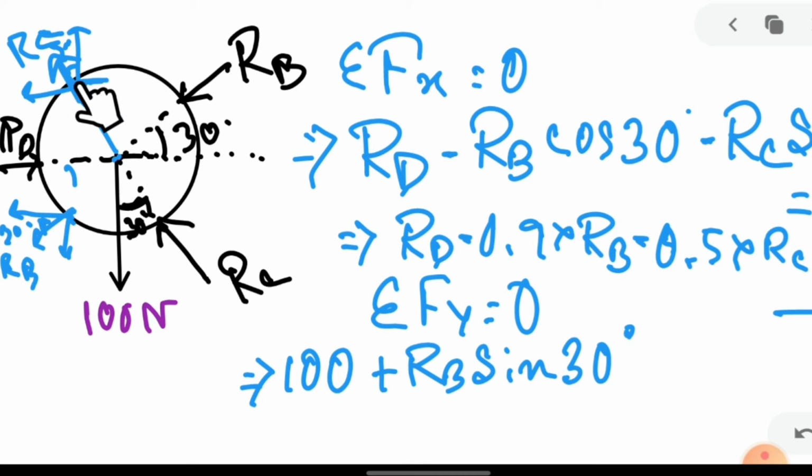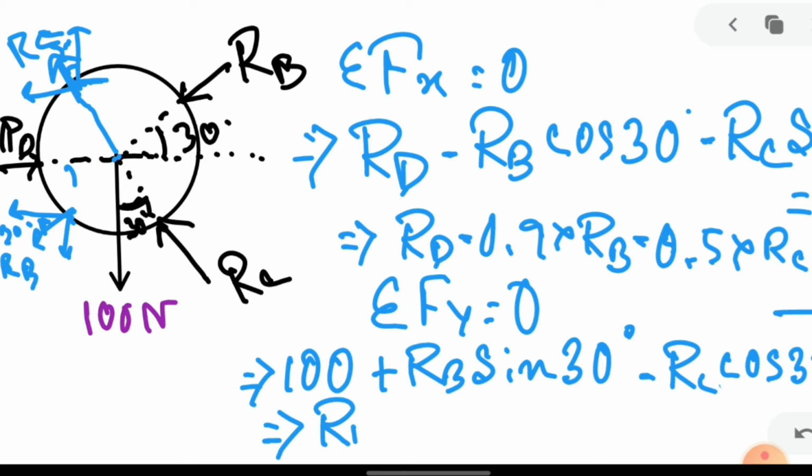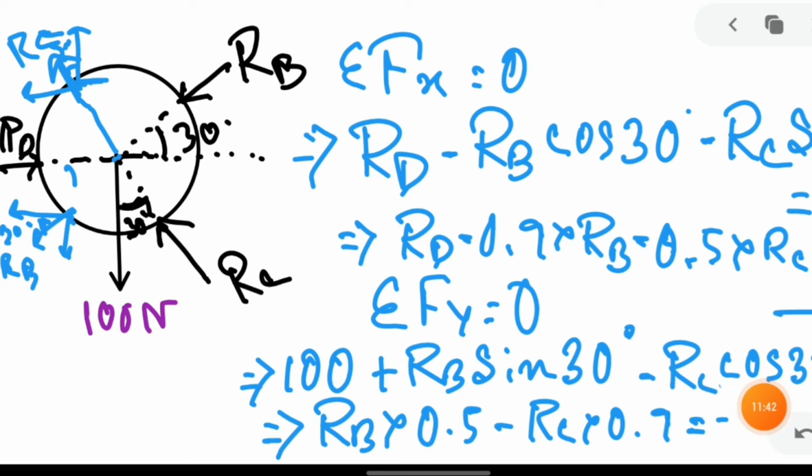It is in the 100 Newton direction, so it is plus RB sine 30 degree, and the other is in this direction RC, it is the cos component, because it is 30 degree, so RC cos 30 degree, and it is opposite to the 100 Newton and RB sine 30 degree, so it is minus RC cos 30 degree equals to 0. And what is the equation? It is RB into 0.5 plus RC into 0.9 minus 100 Newton. You mark it as equation 2.